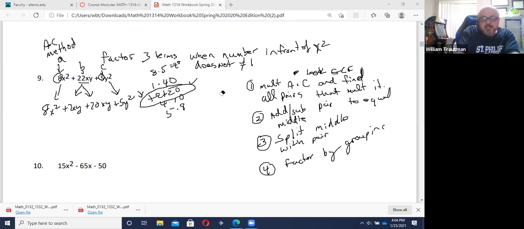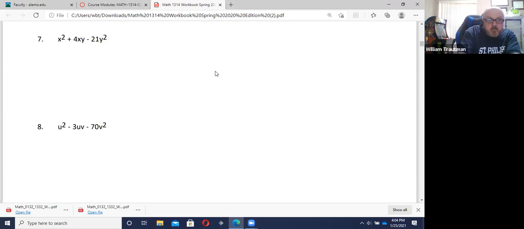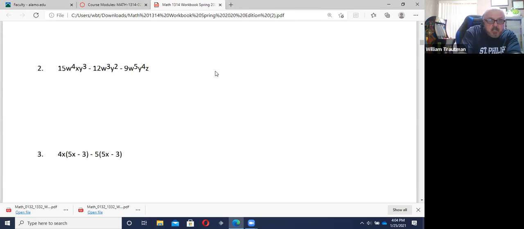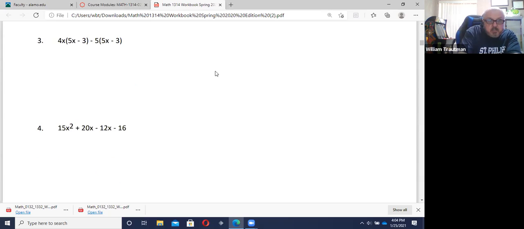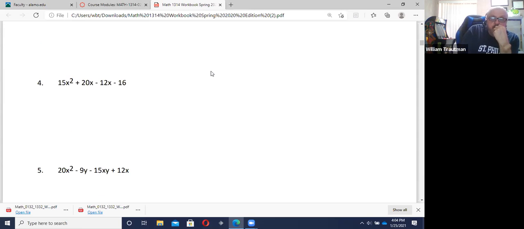So let me clear all this out. I'm sorry, but let's go up to a 4-term problem, which is right here. I'm going to do this one. Yes, we're going to do number 4. This is factoring 4 terms. And anytime you have 4 terms, it's called factor by grouping.